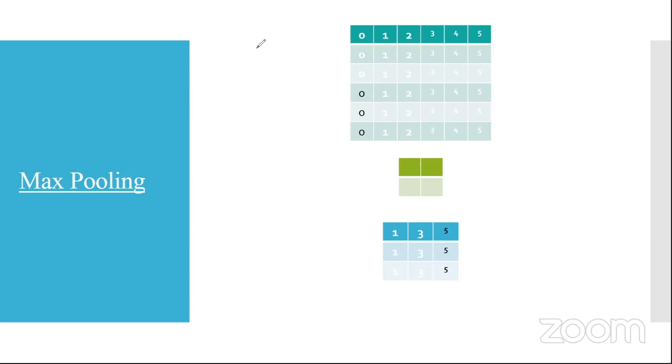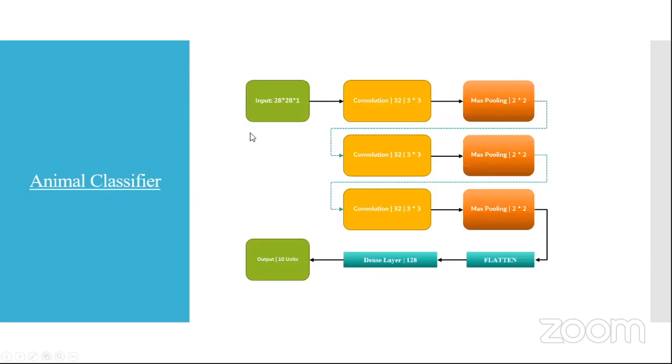Now let's jump into a pseudo architecture for one of the classifiers that we are trying to build. Let's say we are trying to build an animal classifier, and we have an input image of size 28 cross 28 cross 1. The 1 means this image is going to be on a gray scale, right?